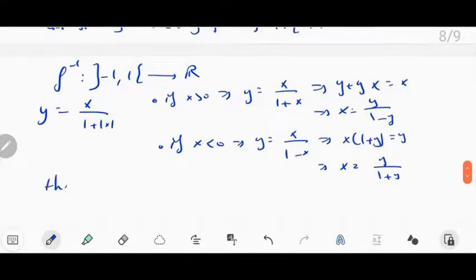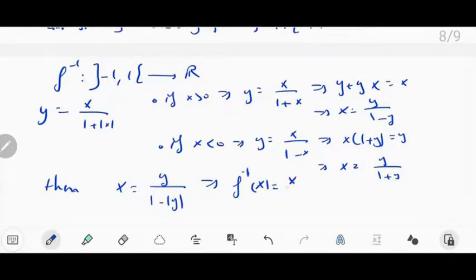Then combining both, x will be equal to y over 1 minus absolute value of y. This is the expression that combines both. Therefore, f minus 1 of x will be defined as the function x over 1 minus absolute value of x. So this is the expression of f minus 1.